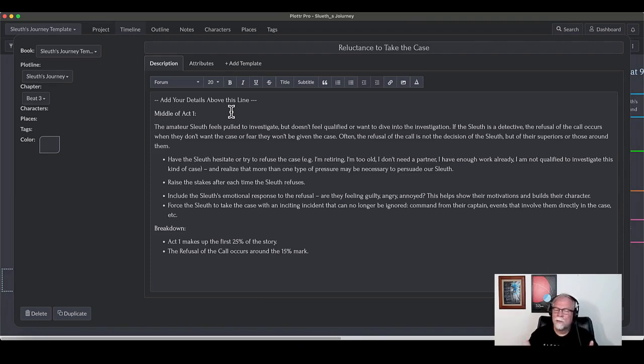Okay. Include their emotional reaction to this refusal. How are they reacting emotionally to this? Does this make them feel guilty, angry, annoyed? A lot of times the same reason that makes them not want to take the case ends up being their motive to take the case, at least initially. So we're going to force them to take the case at the end of this particular beat.